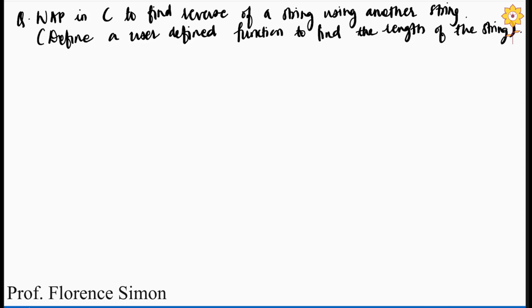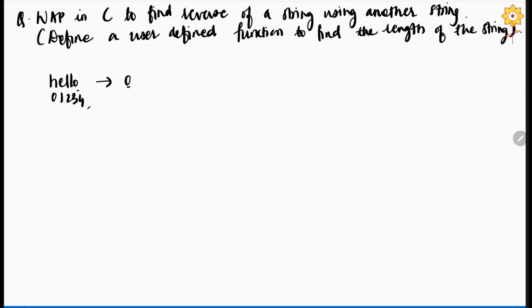When they say we have to find the reverse of a string, if the string is hello, after reversing it, O should come at the beginning. Let us see as per indexing. This is at index 0, then 1, 2, 3 and 4. Whatever is at index 4 should come at 0. So, the 0th position will have O, then L, then L, E and then H. This is what is expected as the end result.